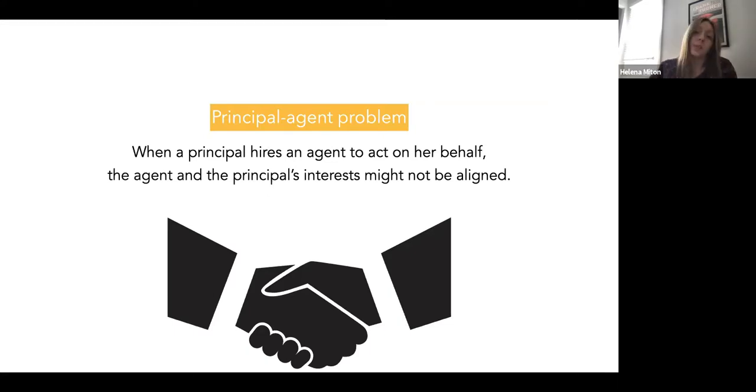There's also a principal agent problem, which is a pretty classic one in economics. That means that when a principal hires an agent to act on their behalf, the agent's and the principal's interests might not be aligned. So if you're the principal and you're hiring an agent to conduct business on your behalf in a place where you cannot really control what they're going to do, they might decide to take more than their share, for instance.